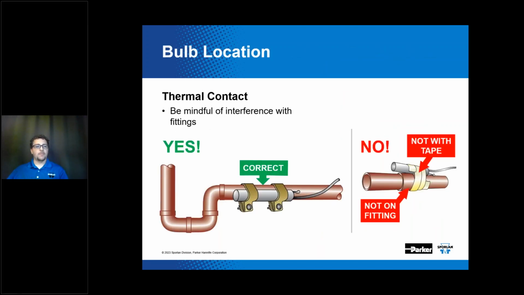All right, also talking about bulb location here, you want to be mindful of interference with the fittings. The entire bulb needs to be in intimate contact with the suction line. Looking at the picture on the right side, you can see that the bulb has been installed on top of a bushing, so you can actually see daylight between part of that sensing bulb and the suction line. That is not correct. The picture on the left is correct, where you're using the appropriate bulb straps, it's not installed on any type of bushing, and it is on the evaporator side of the P-trap.